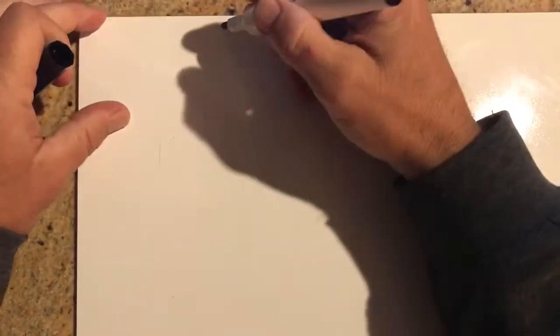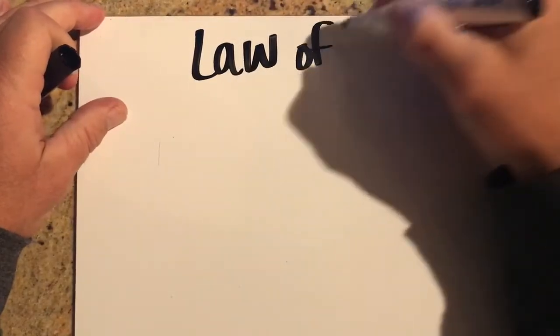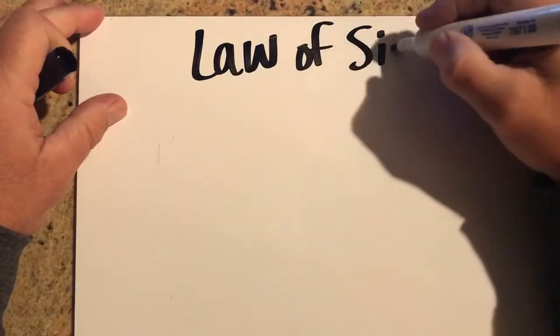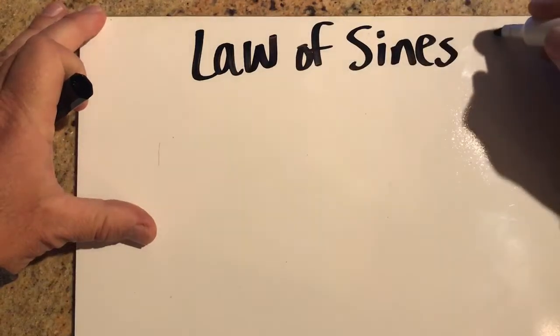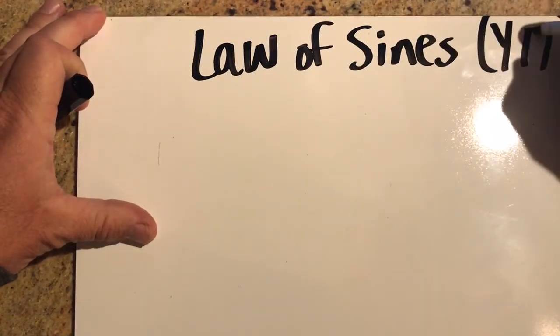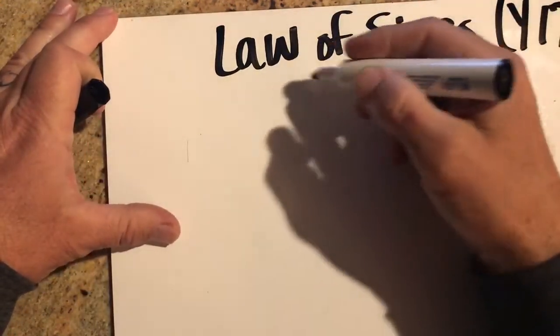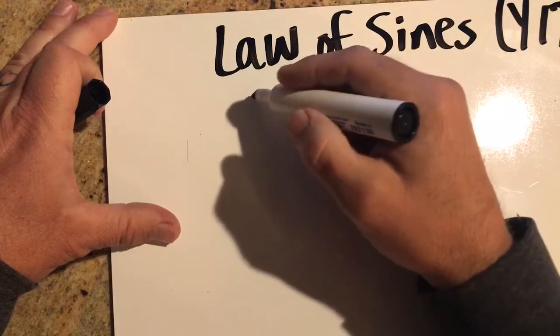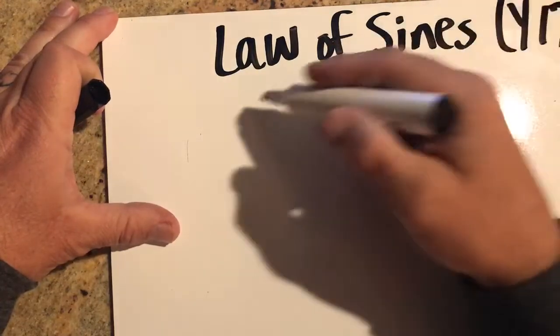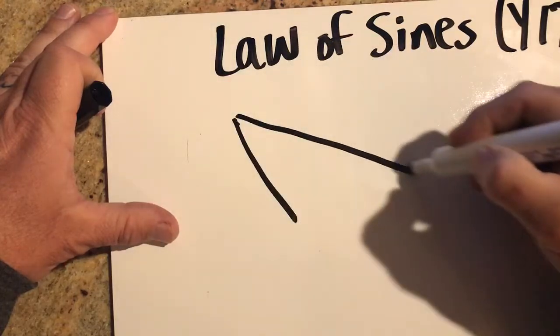Alright, I'm going over law of sines in Y17 in Algebra 2. So this law, or rule, is for triangles that do not have a right angle. So let's draw an example here.